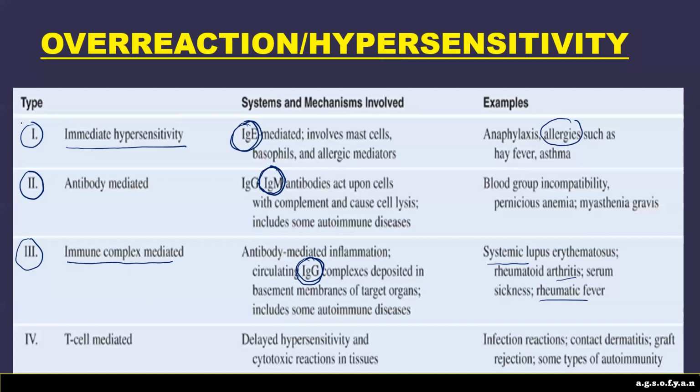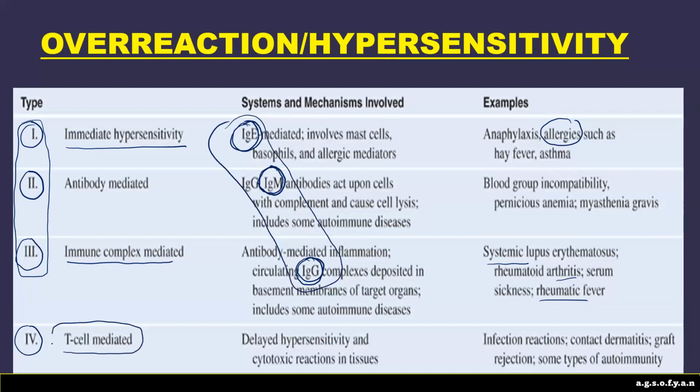So these are the 3 types of hypersensitivity that is caused by the antibodies that is really reactive. Okay, IgE, IgM, and IgG. Now the type 4 hypersensitivity, this is the only one that is caused by the T cell. Okay? The T cell. So the T cell is actually really overreactive against something that is not harmful.